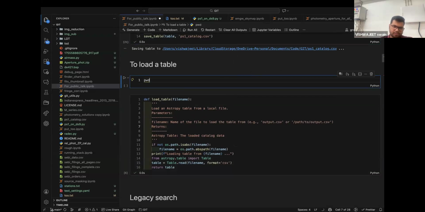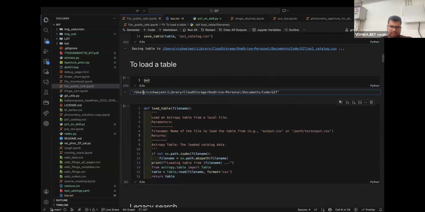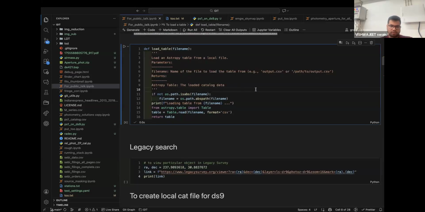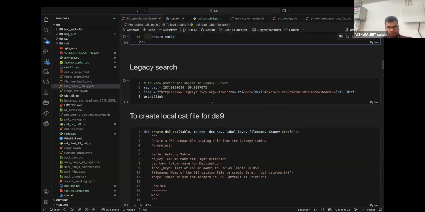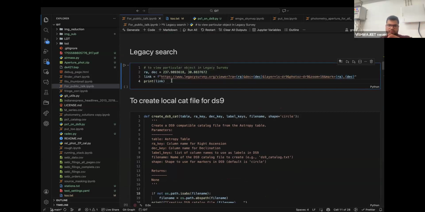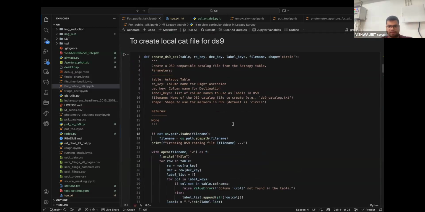To get to know what the path is, use the pwd command. It means that currently it is in this folder. Whatever you are saving and whatever you try to load, it is looking in this folder. But if you don't want to rely on this folder every time, you can just put the path separately. This is currently not much relevant, but this is a legacy search where you can get the sky view of the legacy survey, and then there it will actually circle that particular RA, Dec. So currently it's not relevant.